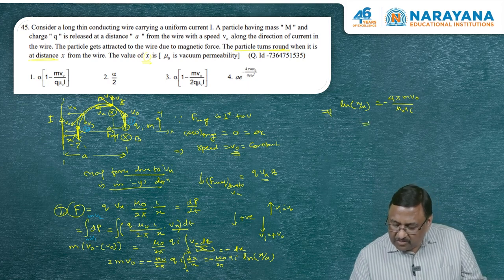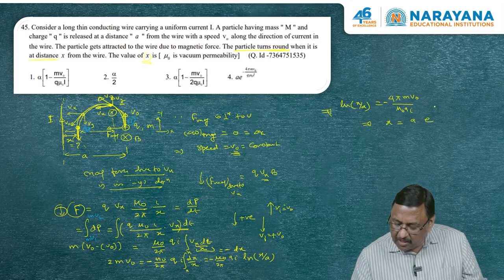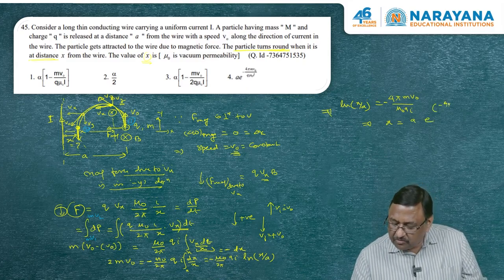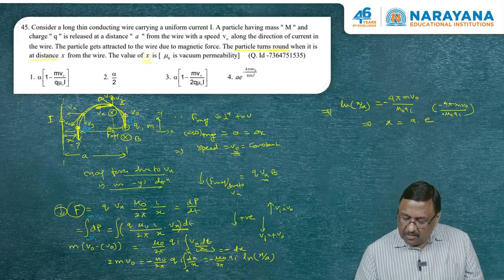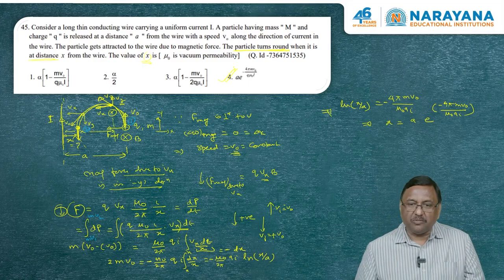So this simply implies what? X is equal to a times exponential of minus 4 pi mv naught divided by mu naught into qi. That's the value. So that means option 4 is the right option for this question.